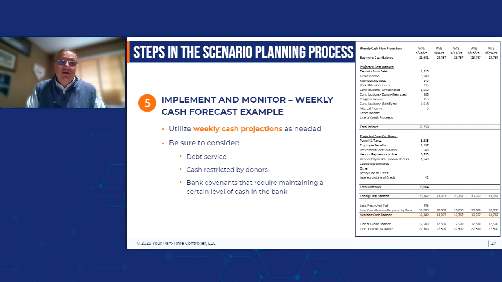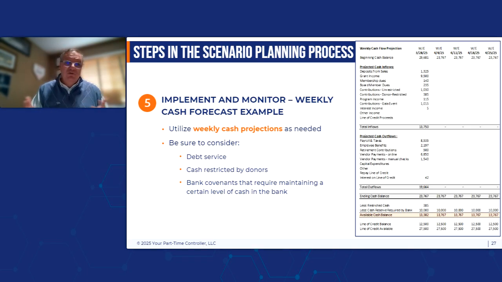So now here's a weekly cash flow projection. Here's a way to monitor things on a really micro basis. So you have your beginning cash balance. You list all your inflows for that week. You list all your cash outflows for that week. And you may have to make adjustments for any restricted cash you need to keep on hand for restricted grants that you have. Your bank, if you have any kind of debt obligation, you may have a cash reserve requirement by the bank. So you want to factor that in.